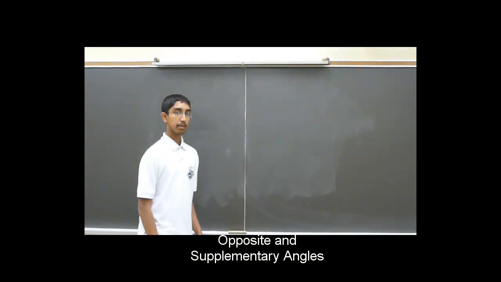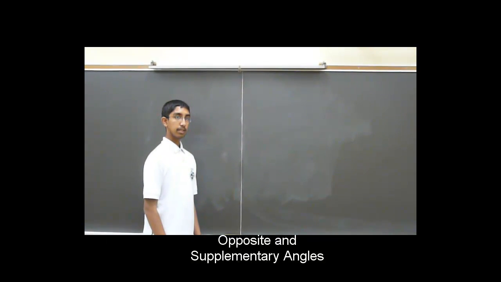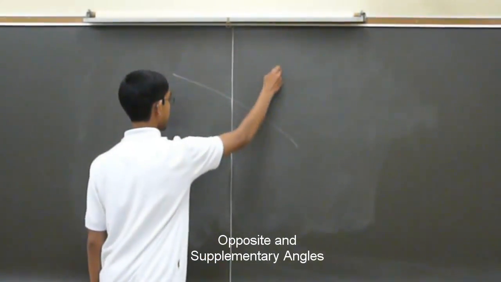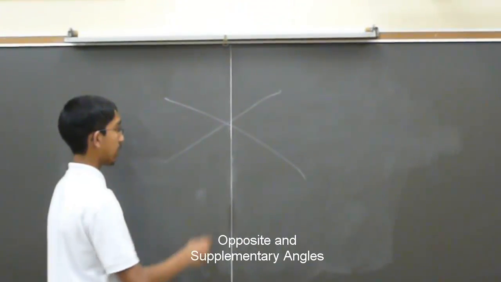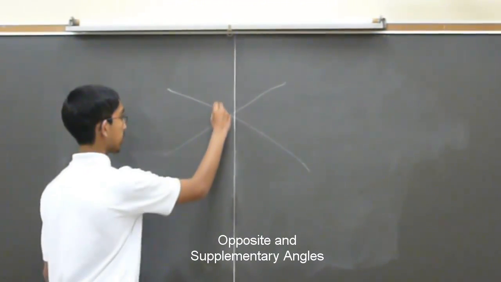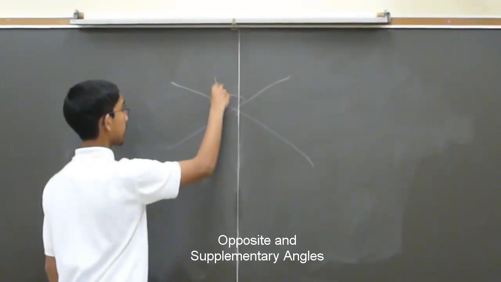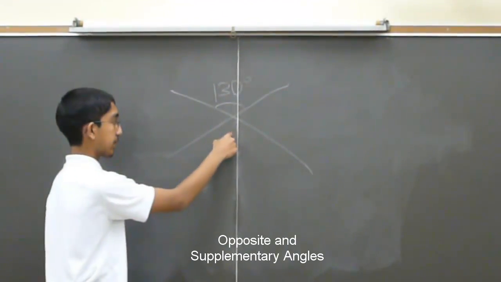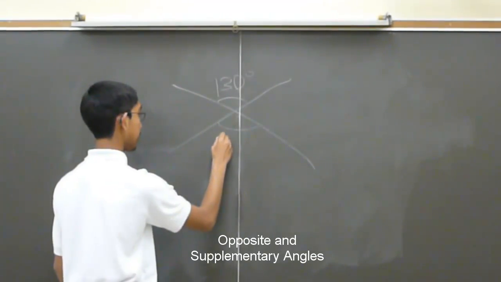Another way of calculating missing angles is using the opposite angle theorem. Now, the opposite angle theorem is really simple. It states that opposite angles are equal. So if this angle is equal to 130 degrees, since this is the opposite angle, this would also equal 130 degrees.